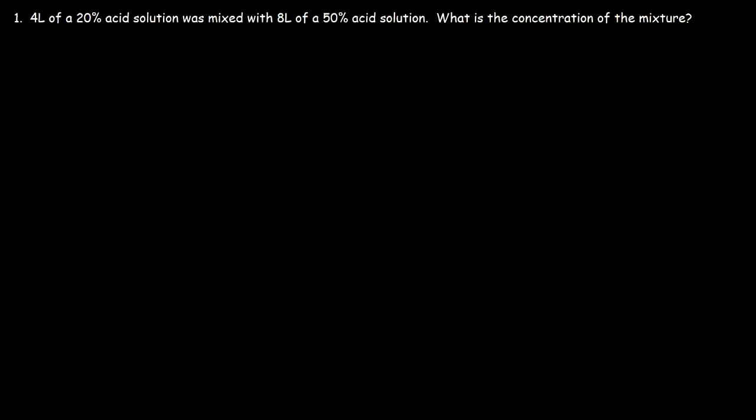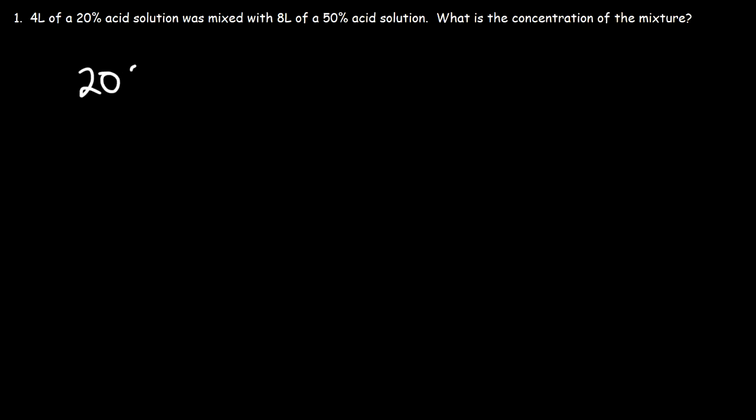In this video, we're going to go over some mixture and alligation problems, like this one. Number one: 4 liters of a 20% acid solution was mixed with 8 liters of a 50% acid solution. What is the concentration of the mixture? Before we actually do the calculation, let's talk about it. Let's see if we can ballpark the answer.